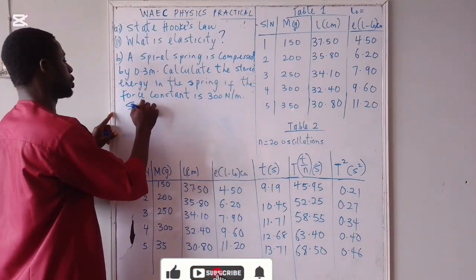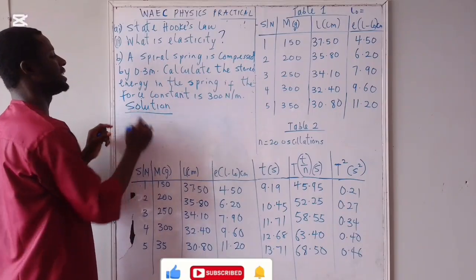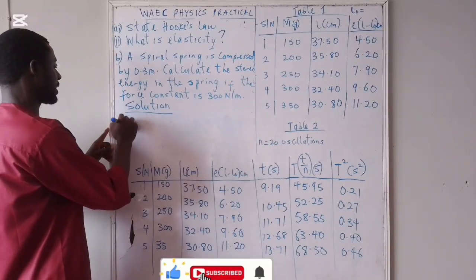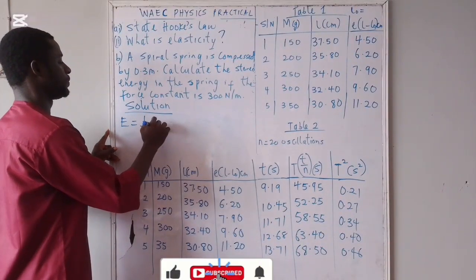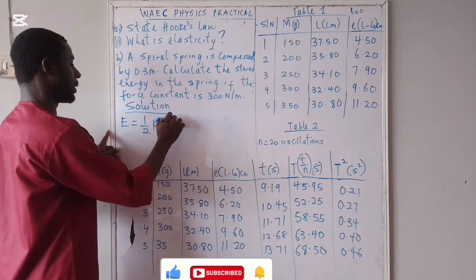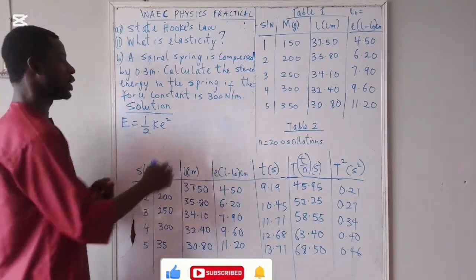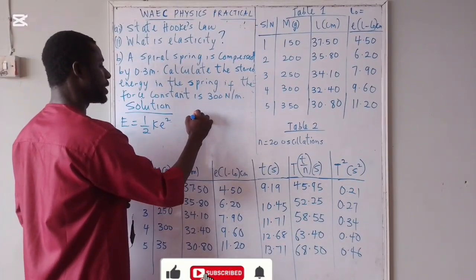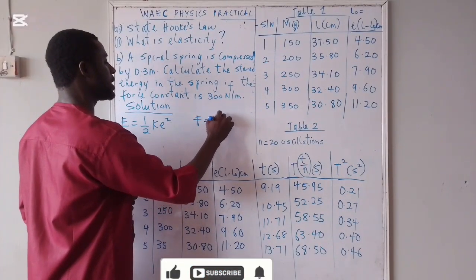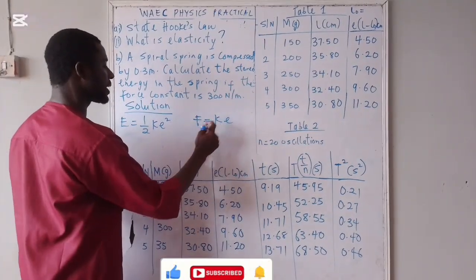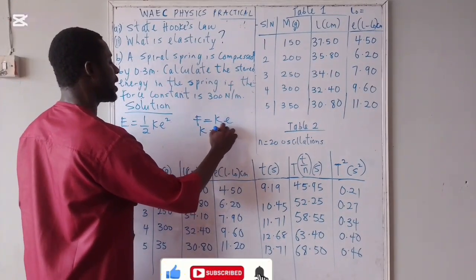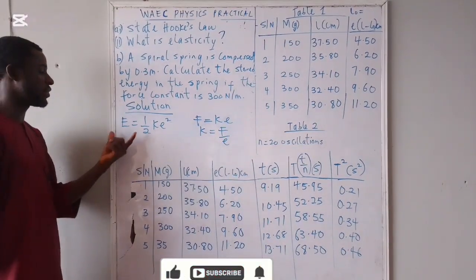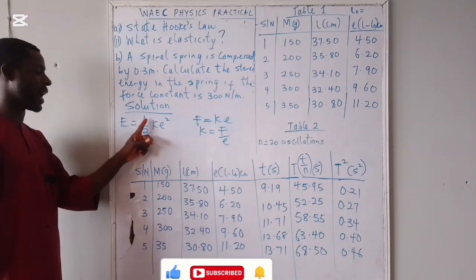Now for this solution, here we want to calculate the energy stored in this spiral spring, and our formula can be E is equal to half Ke squared. Knowing Hooke's law, I don't want to derive it, but I will give the mathematical expression because I want you to answer that in our comment box. Know that F is equal to Ke. Making K the subject of the formula, we have K is equal to F over e.